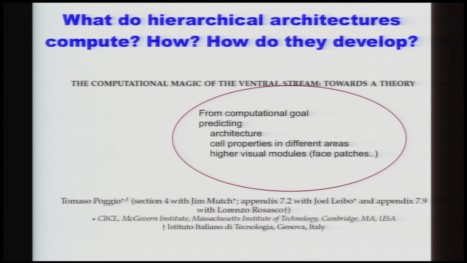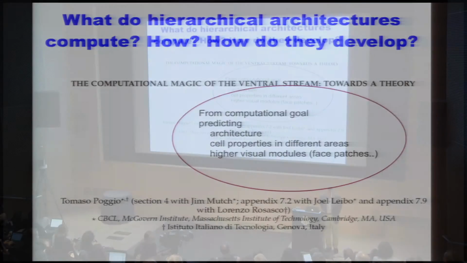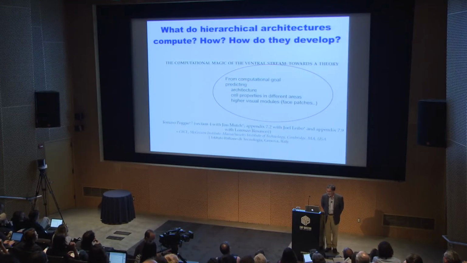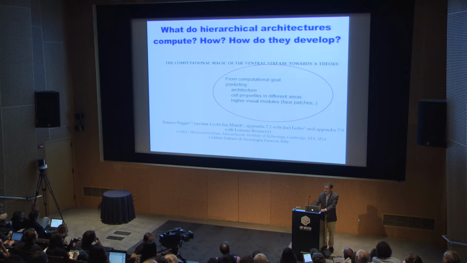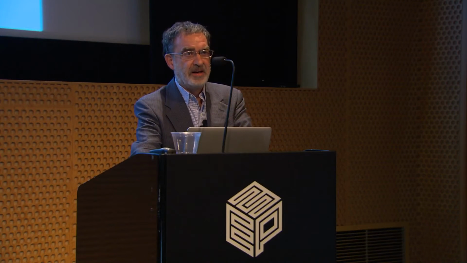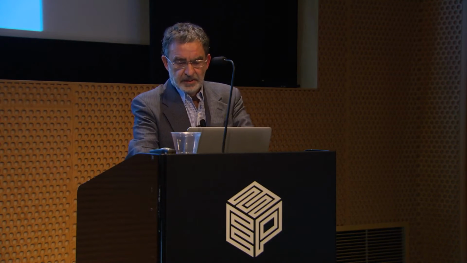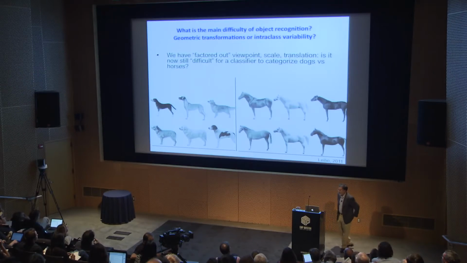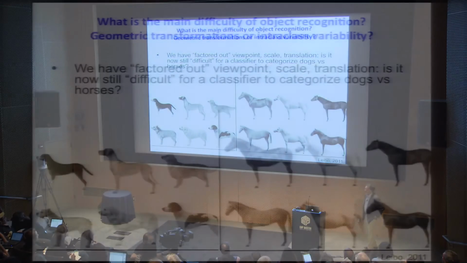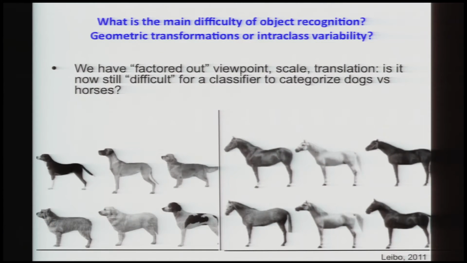It assumes, you make one assumption. It's about what the ventral stream is actually doing or computing. And from this, it tries to predict the hierarchical architecture of cortex, the properties of cells in visual areas, the existence of high-level modules like face modules. OK, so the first point is what is the computational goal of the ventral stream. That's the assumption. It starts with this question.